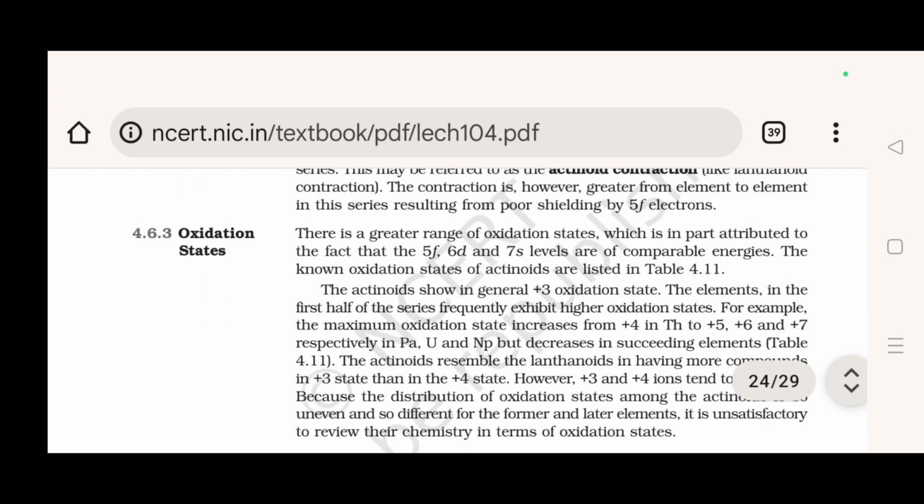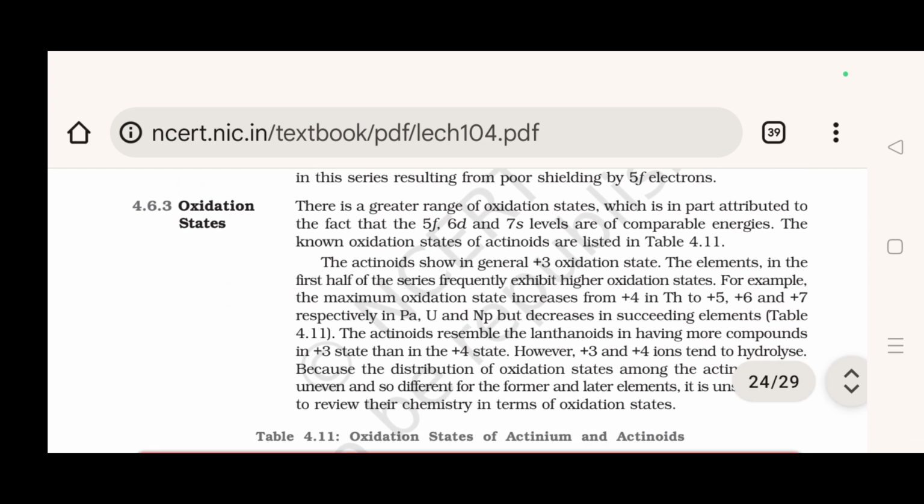Now we shall discuss the oxidation states. There is a greater range of oxidation states, which is in part attributed to the fact that 5f, 6d and 7s levels are of comparable energies. The oxidation states of actinoids are listed in table 4.11. The actinoids show in general a +3 oxidation state.